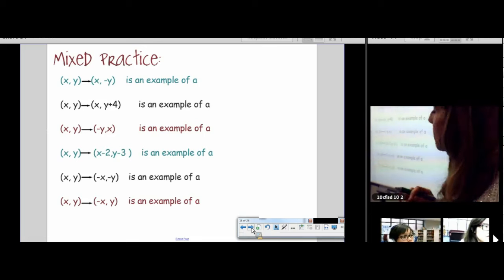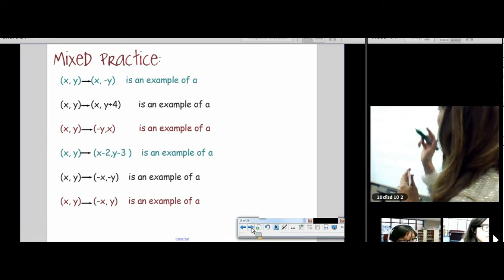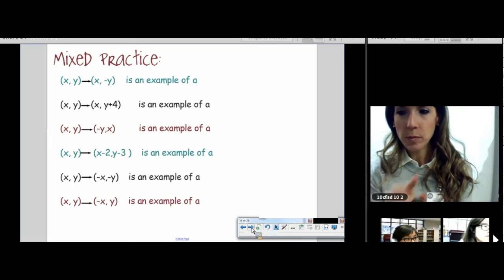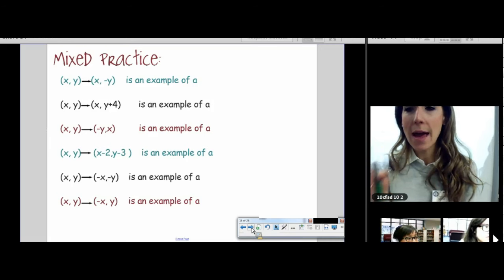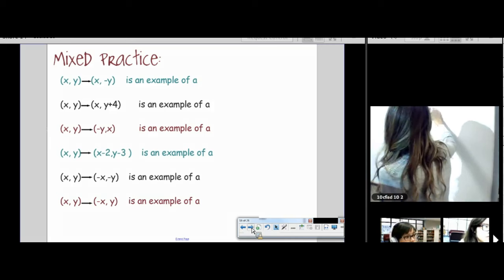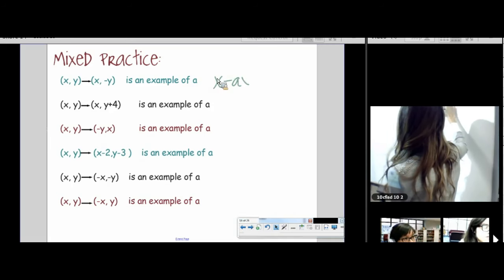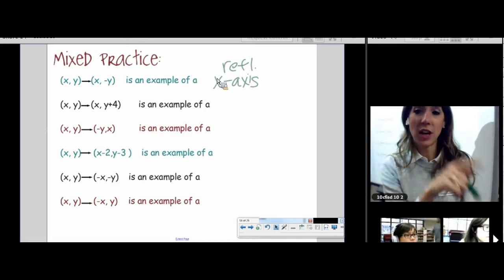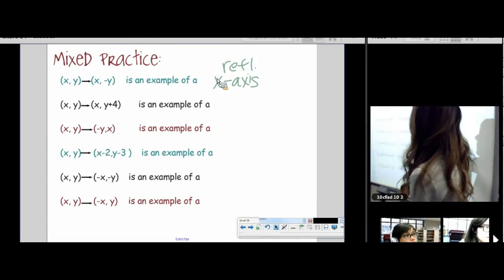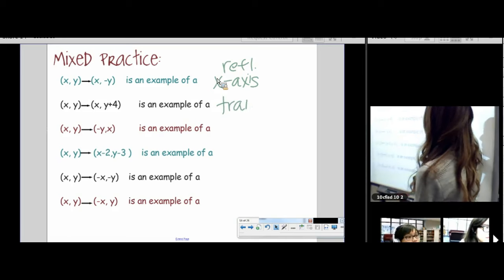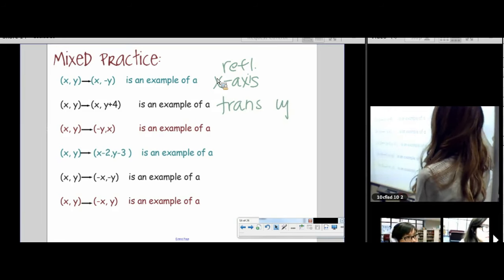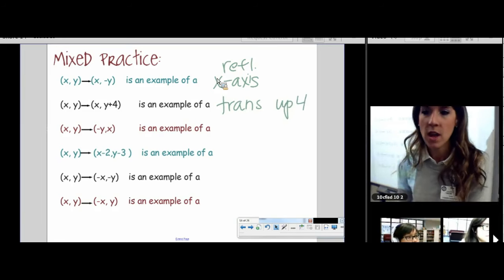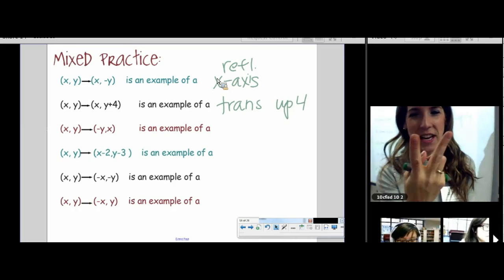Because of time, I'm just going to have to write it. Okay? What changed? Everything stayed in its spot, but the Y became negative. So that's a reflection over the X-axis. Reflection. When you reflect over the X, you change the Y. All right, what's this one? This one's totally a translation. And where did we go? Up 4.